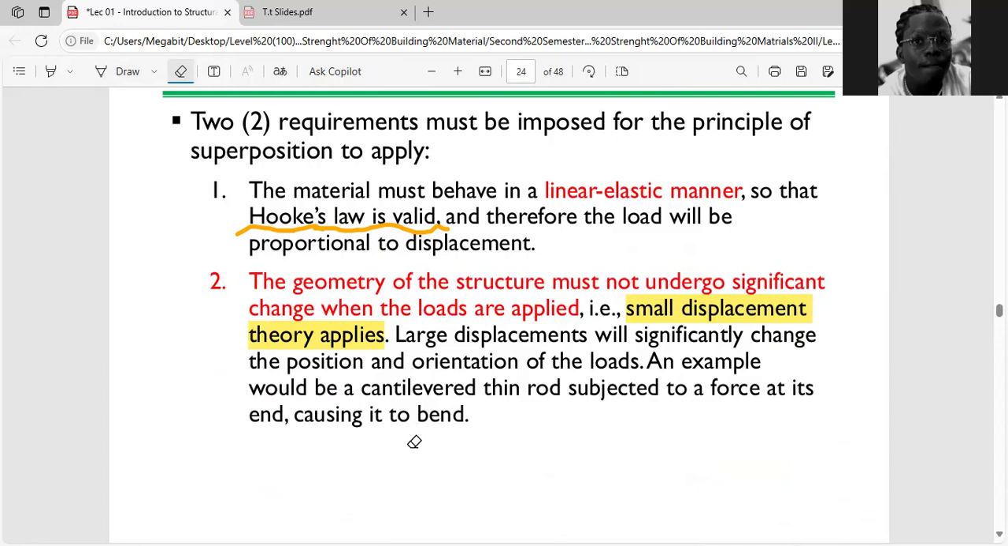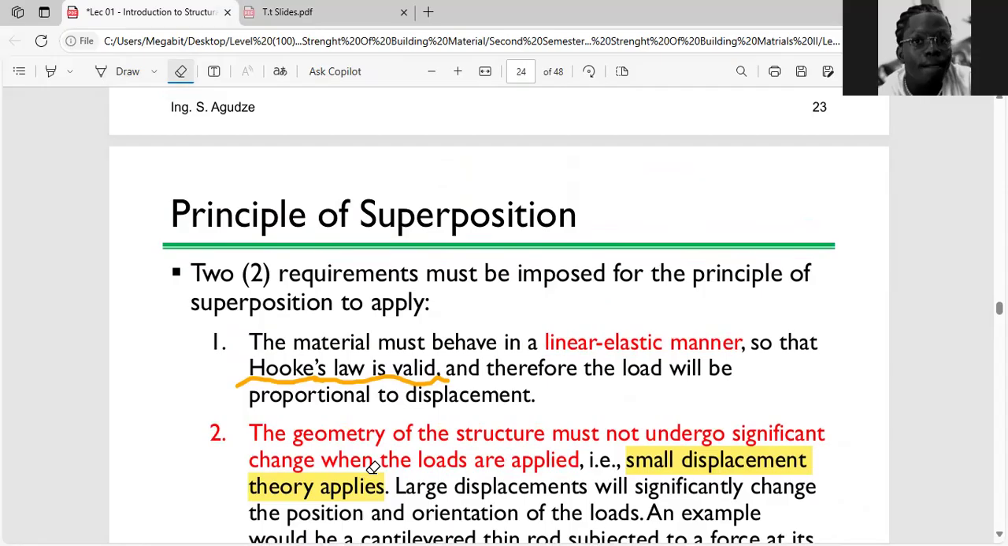That is, small displacement theory applies. So we are saying two requirements must be imposed for the principle of superposition to apply. If these requirements are not met, then it means that the principle of superposition is not being obeyed or practiced.